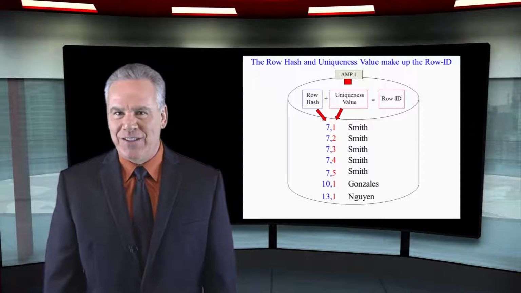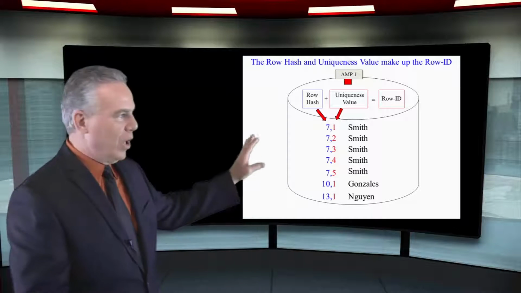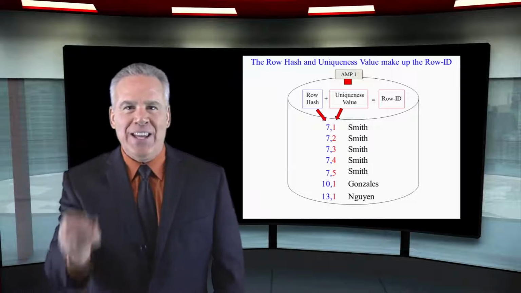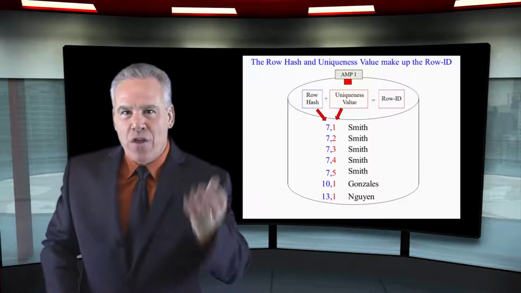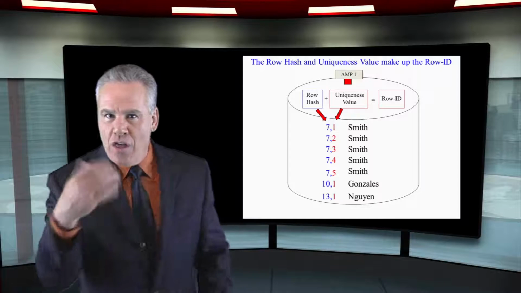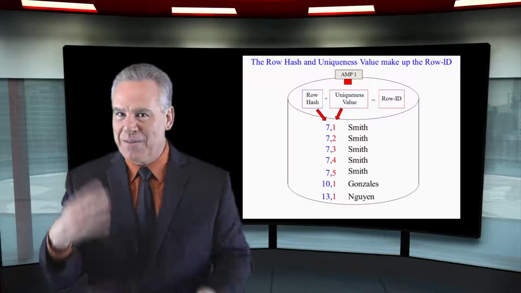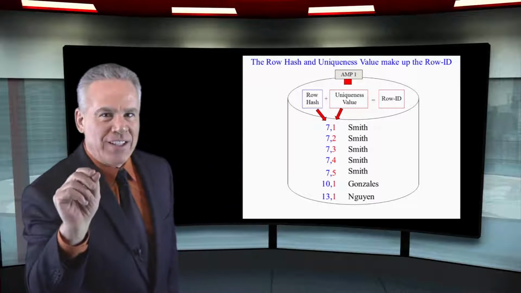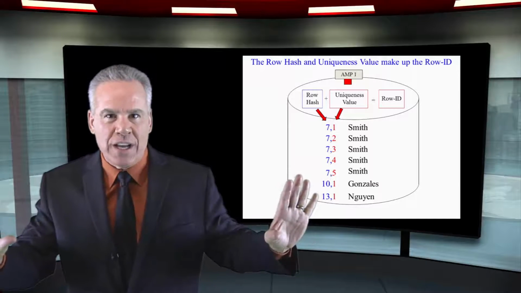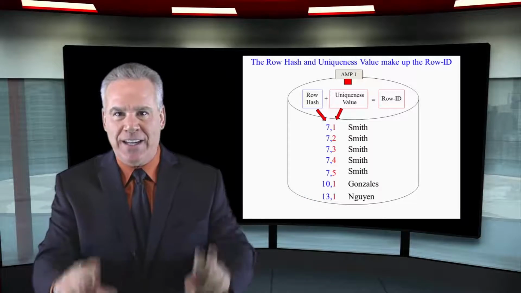Just remember, friends, row hash plus uniqueness value is the row ID. 32 bits for the row hash, 32 bits for the uniqueness value, or 4 bytes and 4 bytes, 8 bytes is in front of every Teradata row, guaranteed.